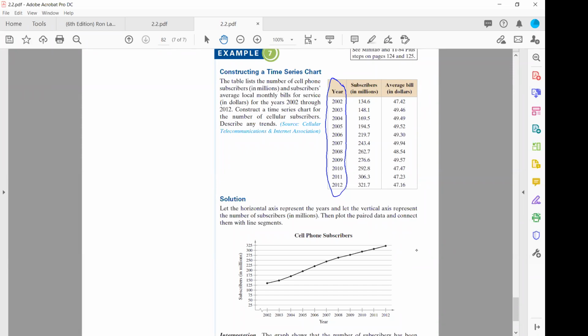If you have any question, please unmute yourself or use chat. If you don't have any question, we're going to start 2.3, how to analyze the data, finding the mean, standard deviation, variance.